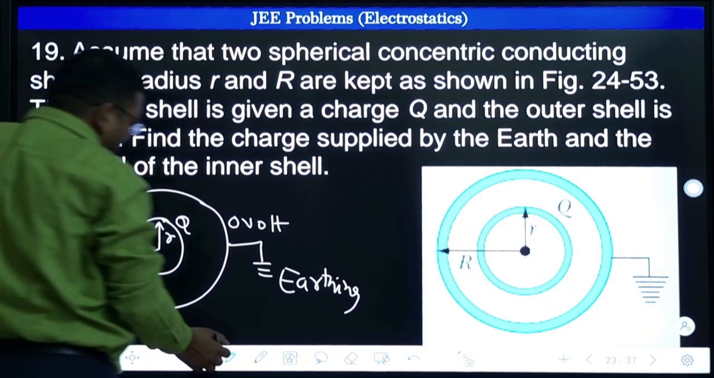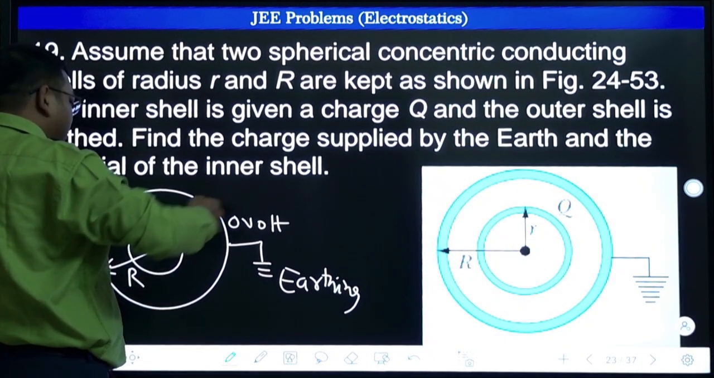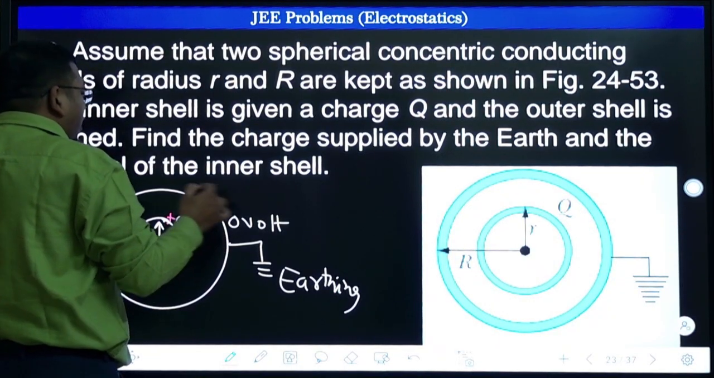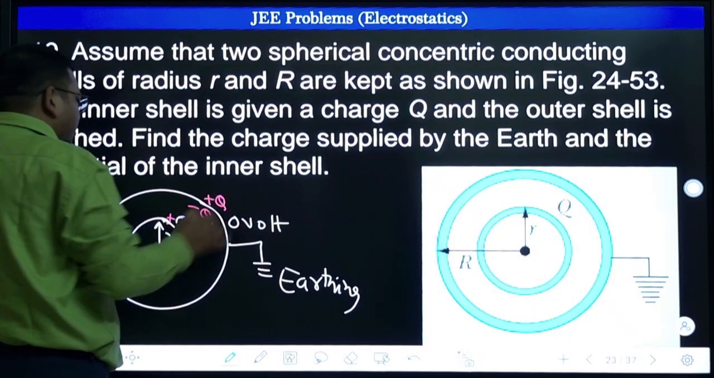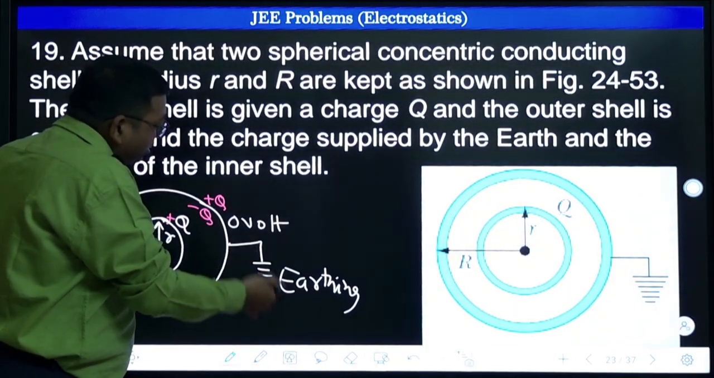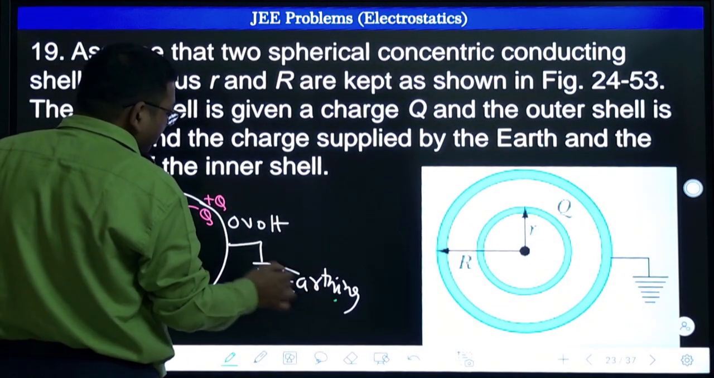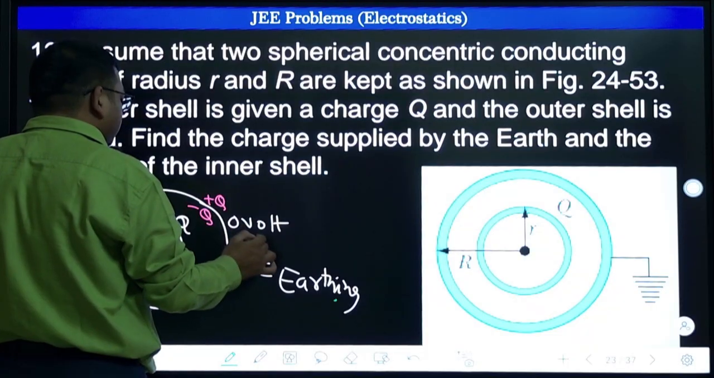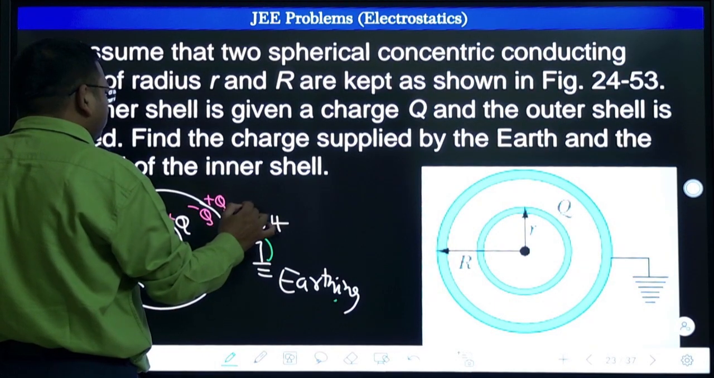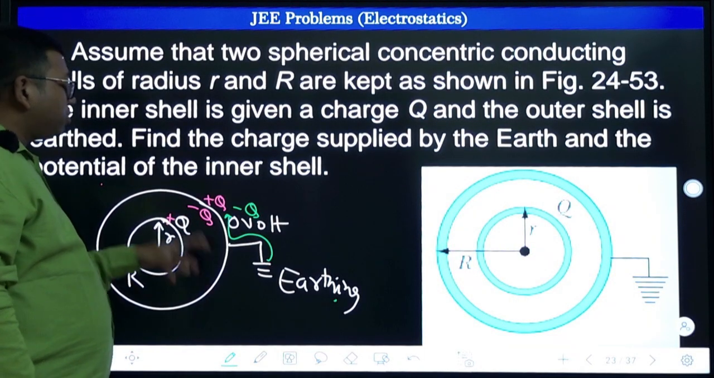First of all, note that when you have not connected to earth, there will be induction. Induction will always be there. So here it is plus q, this will be minus q, and on the outer surface it will become plus q, because this was initially neutral. But once you connect it, earth will supply some charges to neutralize the outer surface. So how much will earth supply? Earth will supply minus q charge, so that the outer surface becomes neutral.